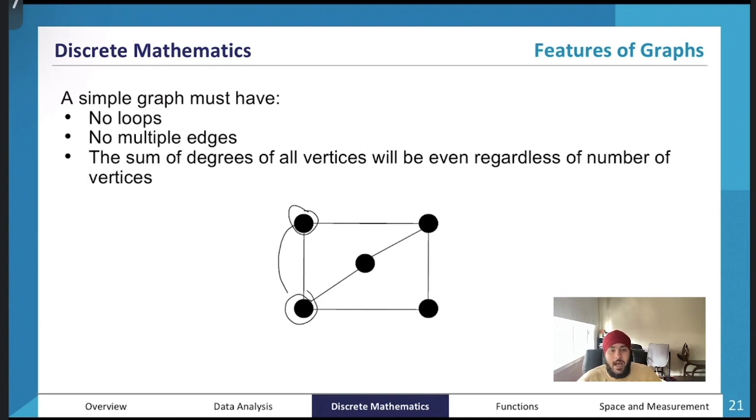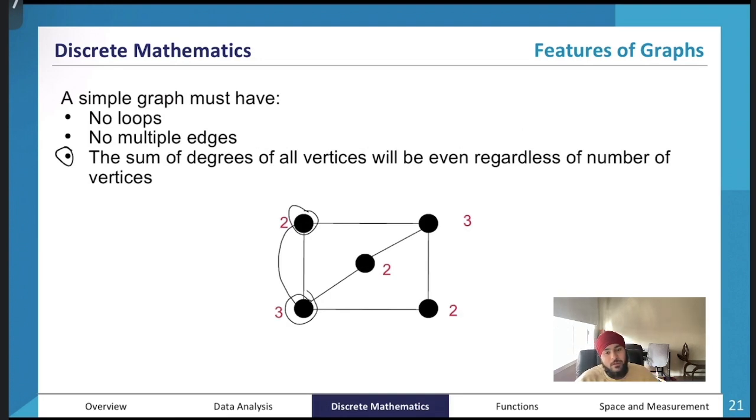So simple graphs have no multiple edges, no loops, and the sum of degrees of all vertices will be even regardless of the number of vertices. Okay, so this is some of the criteria for a graph to be simple. What the third criterion basically means is if you sum up all the degrees of each of the vertices, it should be an even number.